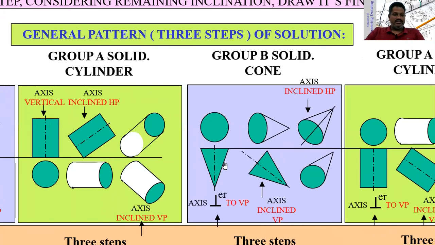We have to proceed further. So the shape of this and this is the same. When the axis of the cylinder is making some angle with HP, the top view, and when the axis is making some angle with VP, these two top views are similar, except that this one is horizontal here and this one is making some inclination with the vertical plane.